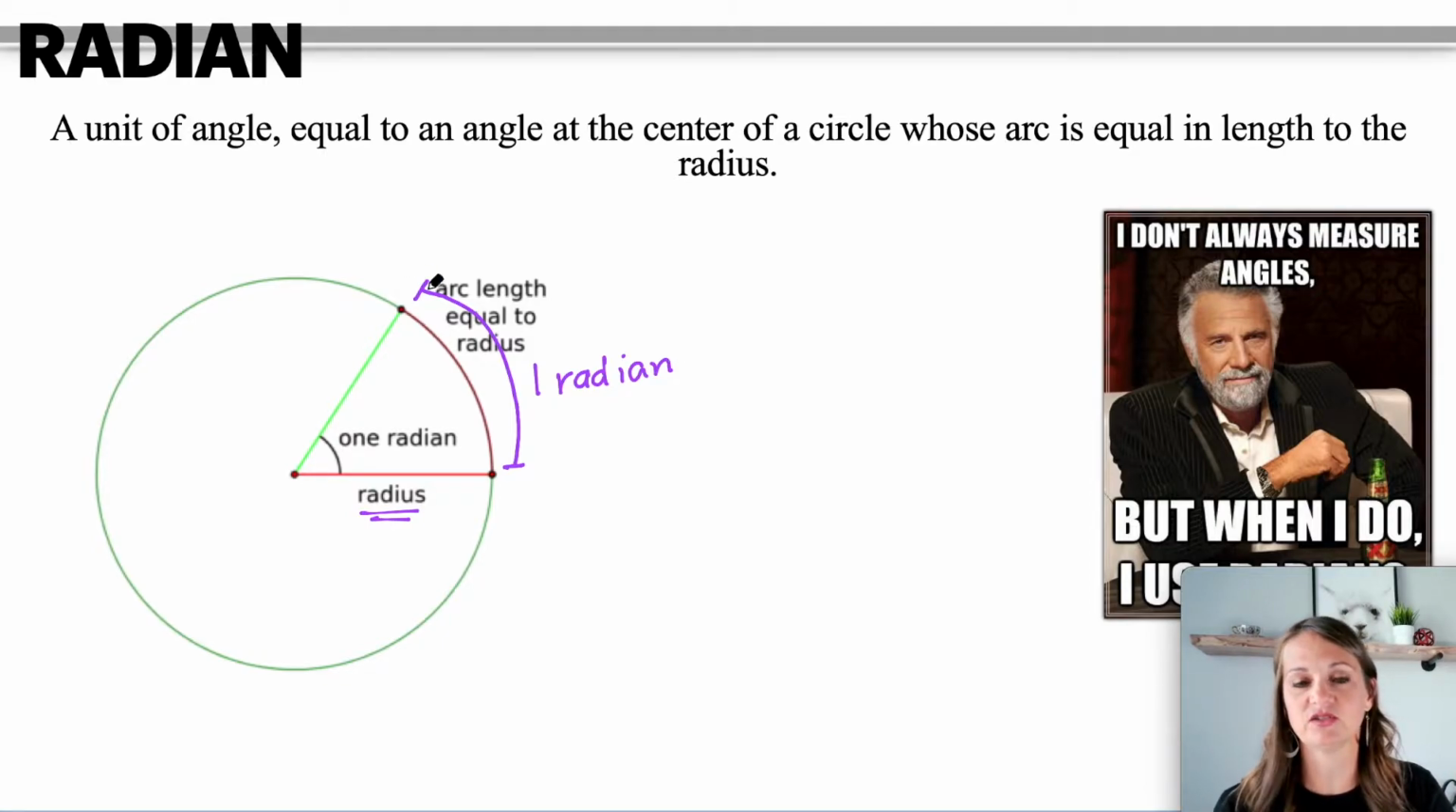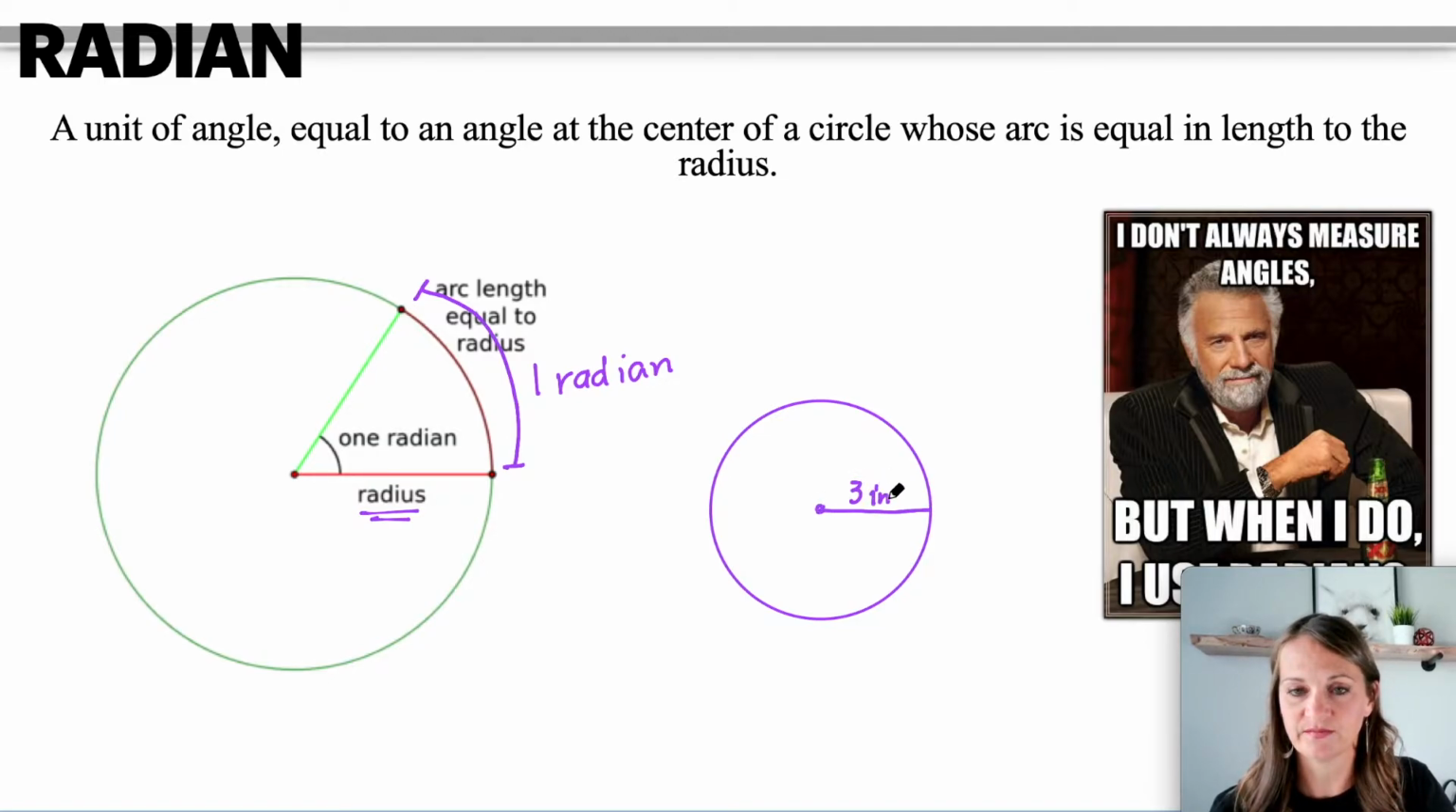So if you take the radius and measure it around, it would create 1, 2, 3 radians. For example, if you had a circle with a radius of, let's say, 3 inches, and you took a string that is 3 inches long and wrapped that string as far as 3 inches would go, that would be considered 1 radian. If you wrapped the 3 inches again, you would get 2 radians, and wrap it again, you would get 3 radians, and so forth.